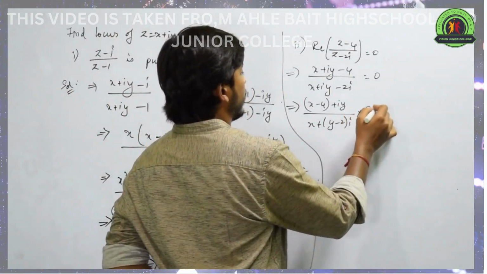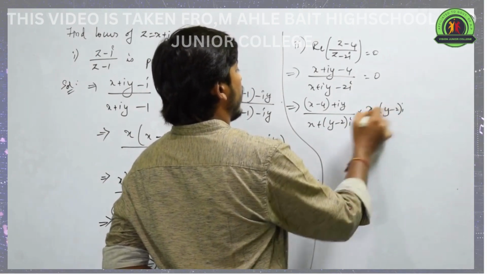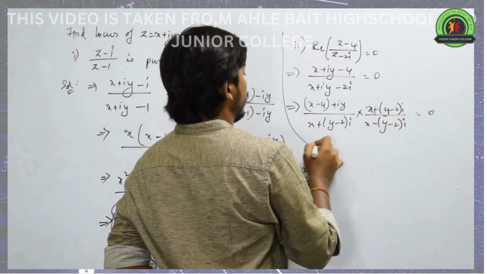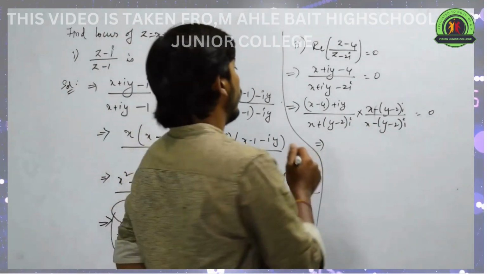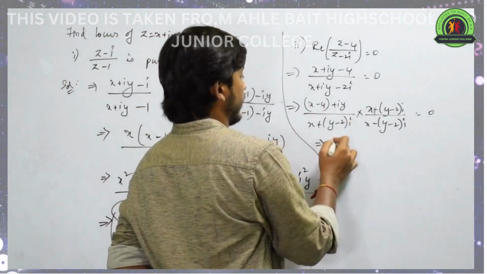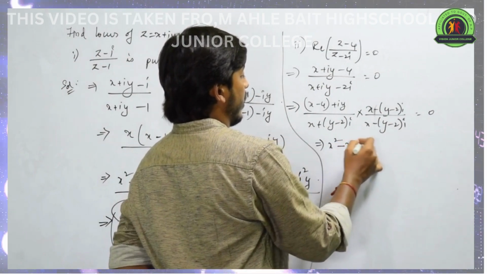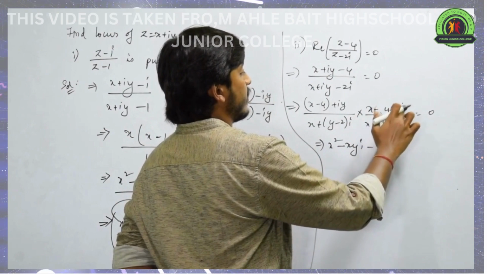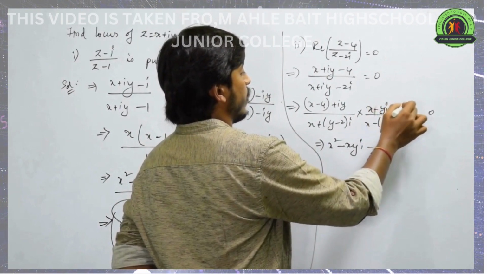We get (x − y − 2i)(x − y − 2) into i equal to 0. Let us multiply each and every term. What do we get? x into x is x square, and here it is xyi. Let me write this term directly. We will get it as yi plus 2i.